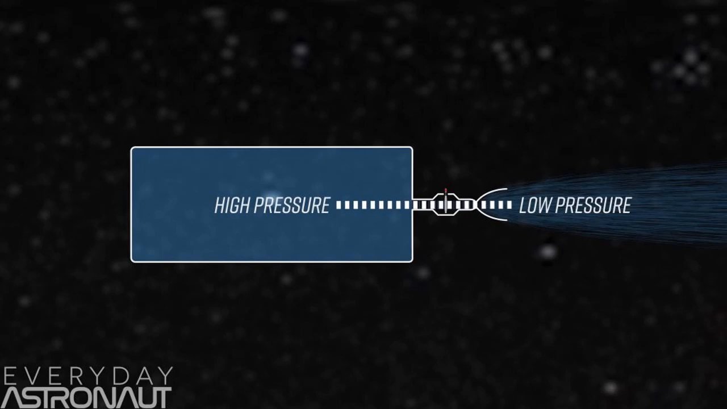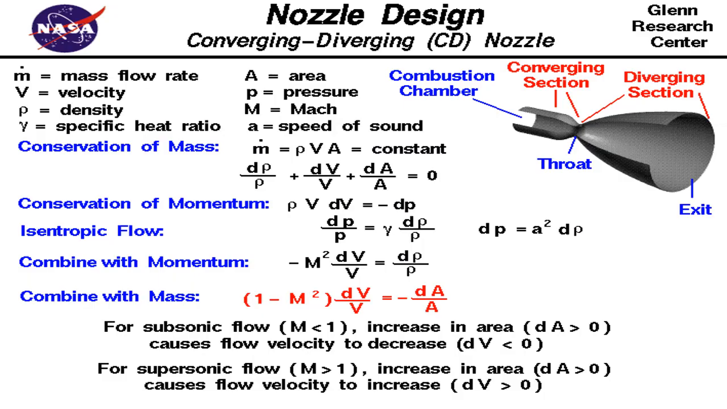But we have to keep in mind that fluid always flows from high pressure to low pressure. So we need to have a higher pressure in the nozzle than the outside pressure. For that, a converging and diverging nozzle, called the CD nozzle, is used to keep the outside pressure lower than the chamber pressure, and a high velocity is also maintained. Remember, this is an isentropic flow.